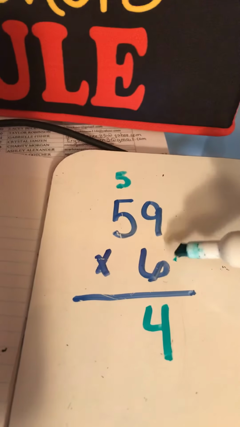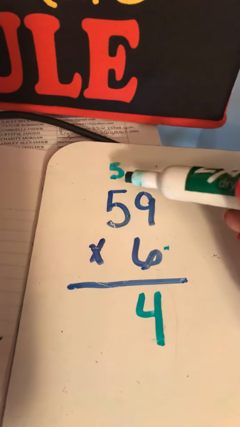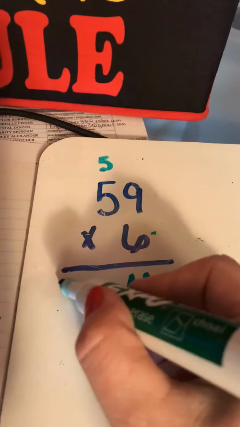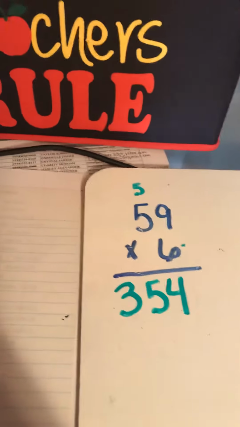Then I multiply across. I take 6 times 5. That gives me 30. And then I add my 5 to it, so 35, and the answer is 354. And that is the answer to my problem. So that is how you will do that whole worksheet. Okay, it is all 2-digit by 1-digit multiplication.